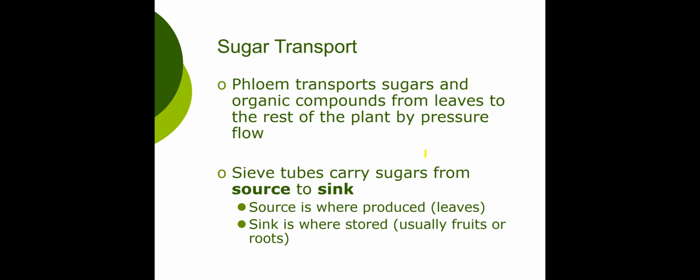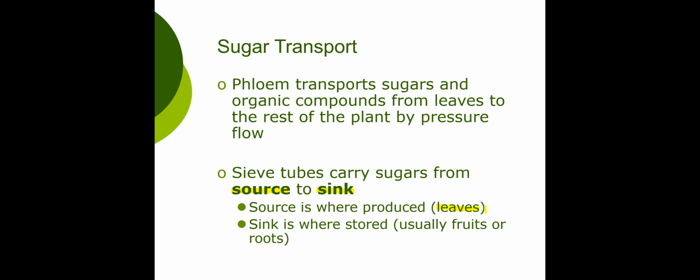Now sugar transport is going to be a little bit different because with water it's always moving upward, but with sugar it's not necessarily always in the same direction. So we kind of summarize the movement in phloem as saying source to sink. So your sugars are going to move from source to sink. The source is where they're made, which is typically the leaves.